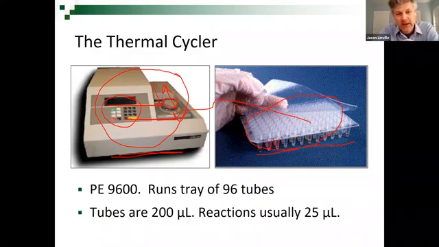Okay, then you walk away, and then you come back when your reaction's done. Okay, so the tubes are small. I'd show it to you if we were physically in class, but they're smaller than the tubes that we use for our extraction. And then the reactions are usually a small part of that.